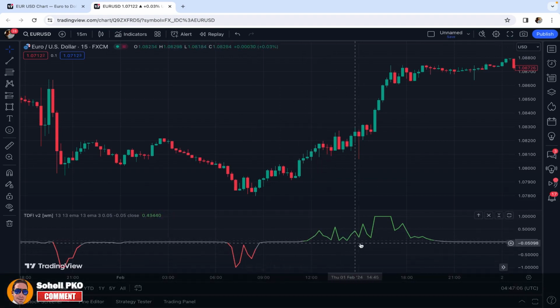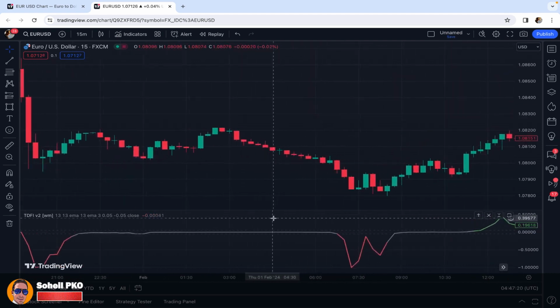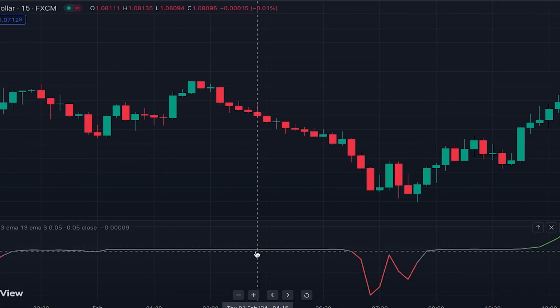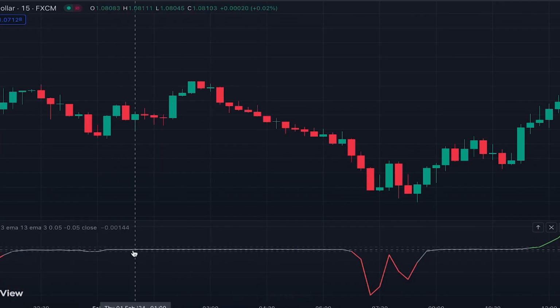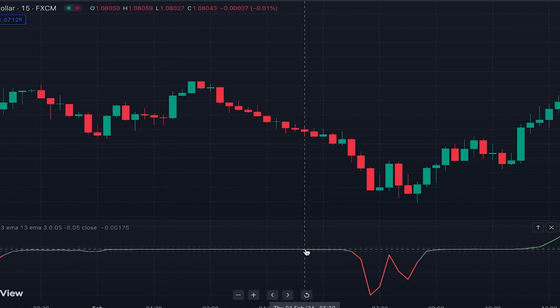It's in the form of an oscillator, and as you can see, this line is moving above and below the center line, which is 0. Around the center line, we have signal lines, these dotted lines, and they are set at 0.05 and minus 0.05. When the oscillator line is in this range, as you can see, the line is in gray color, and it tells us that the market is not trending.